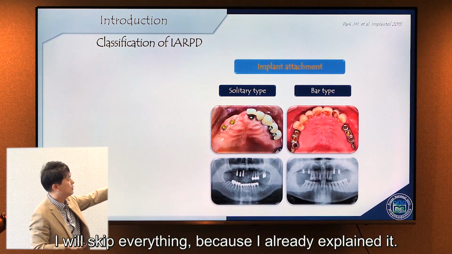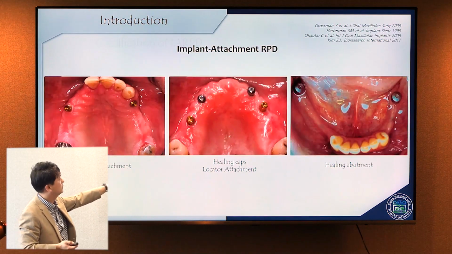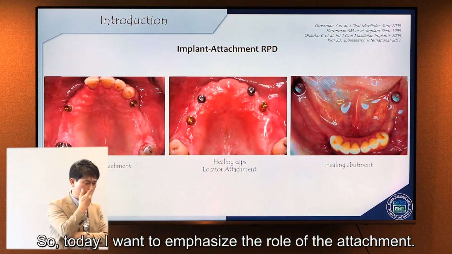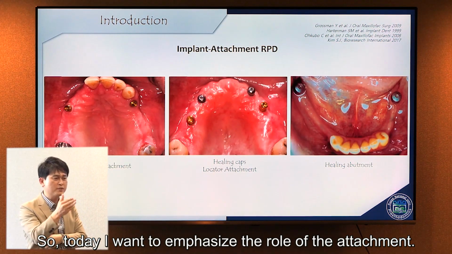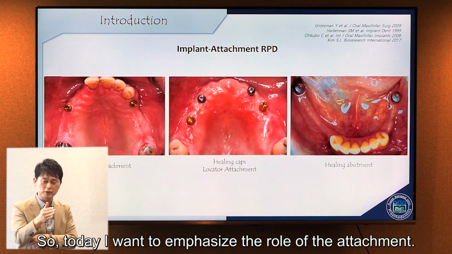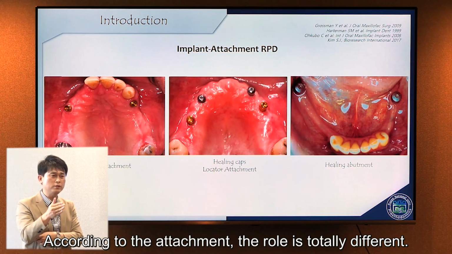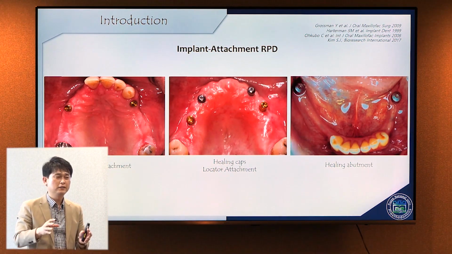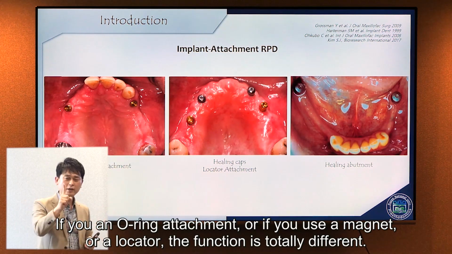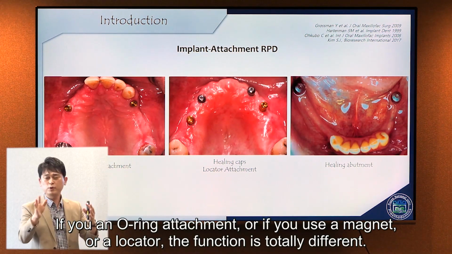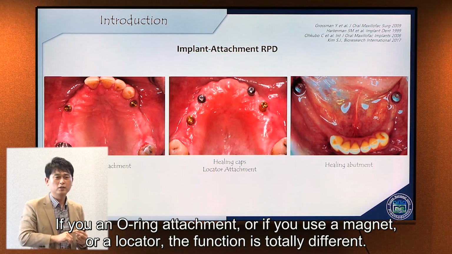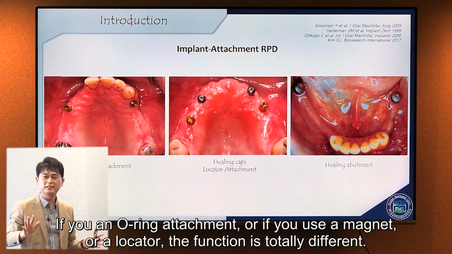I will skip everything because I explained already. So look at this picture. This is very important. Today, I want to emphasize the role of attachment. According to the attachment, the role is totally different. If you use an O-ring attachment, or a magnet, or a locator, the function is totally different.